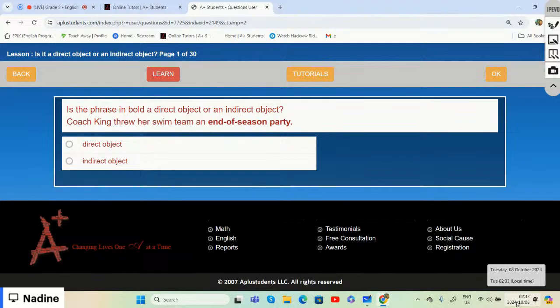It says, Coach King threw her swim team an end of season party. So the phrase end of season party, we need to say, is that a direct object or an indirect object? Option one is a direct object, or option two, an indirect object.